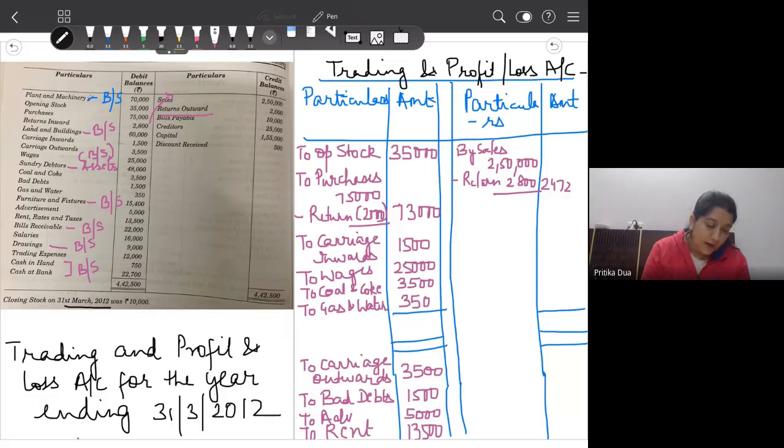Okay. After that, return outwards we have already adjusted. Now bills payable. Bills payable is an acknowledgement from the business that we will be paying some amount to an outsider at so and so date. So it becomes a liability for the business. Amount which we will be paying to an outsider at so and so date.